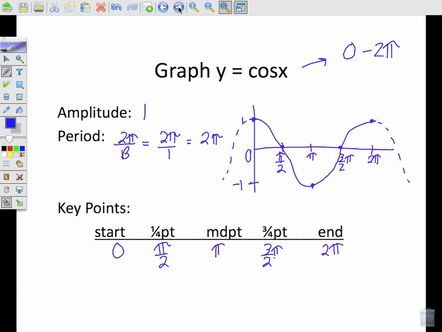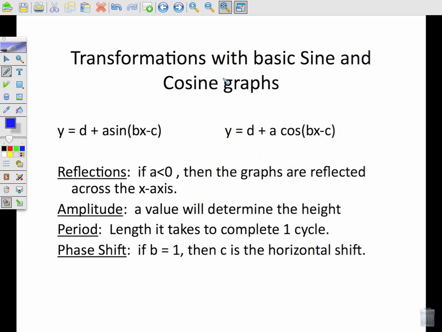Okay. All right, let's see what happens when we start changing some of them. Okay, so the transformations with basic sine and cosine graphs. Here's another form that you might see. This D, again, is just going to be an up and down shift to it. If you have a reflection in your graph, any reflections would be if A was less than 0, then it's reflected about the x-axis. Okay, so this is your A value. Amplitude is also your A. It tells you how high the graph is going to go.